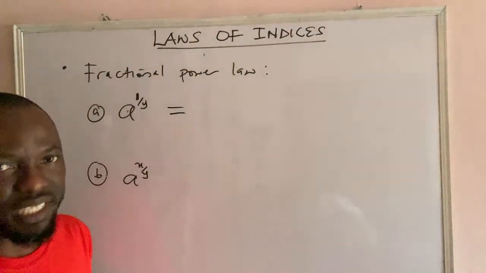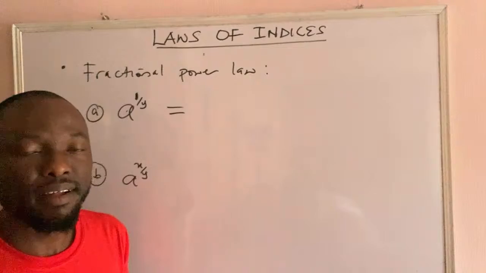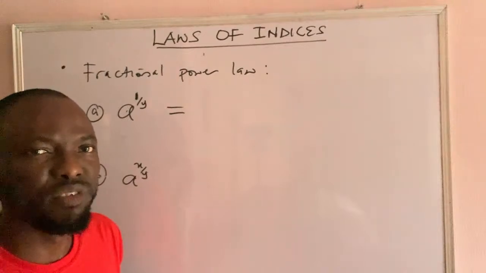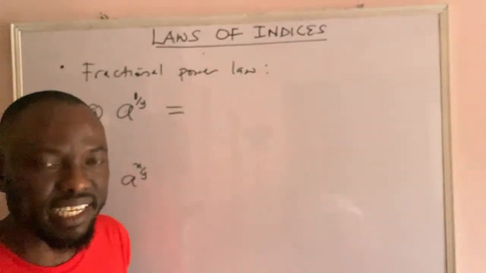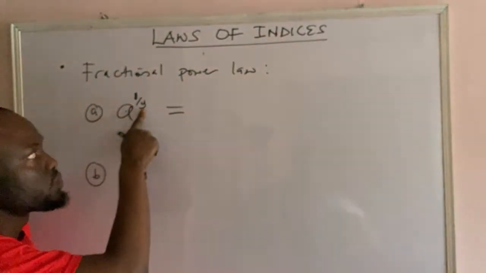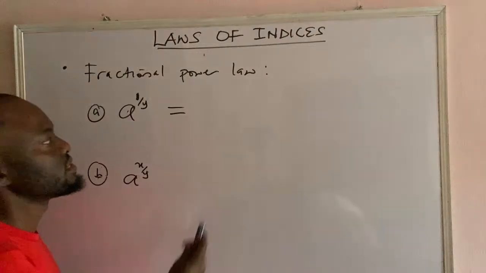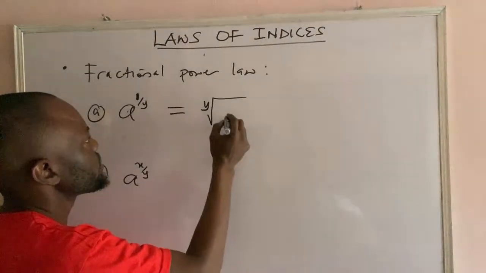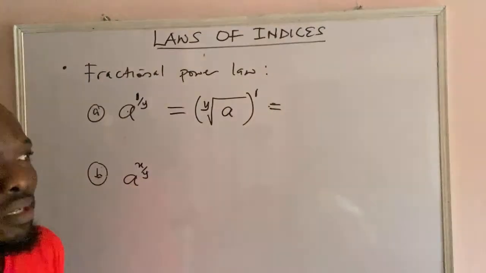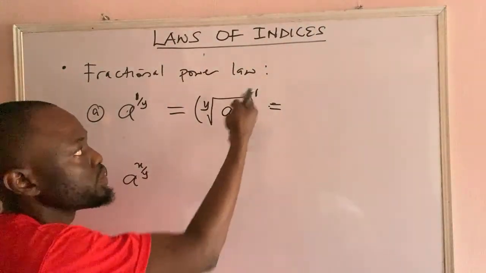So for fractional power, please listen very attentively. What you do is that your fractional denominator becomes the root of your base, then all raised to the power of the numerator. Do you understand? I'll say that again. For a fractional power, the fractional numerator is 1 in this case, and the fractional denominator becomes the root of the base. So it becomes the y root of a, all to the 1. But because 1 has no effect on multiplication, on division, and on exponential, we don't need to put the 1 here.